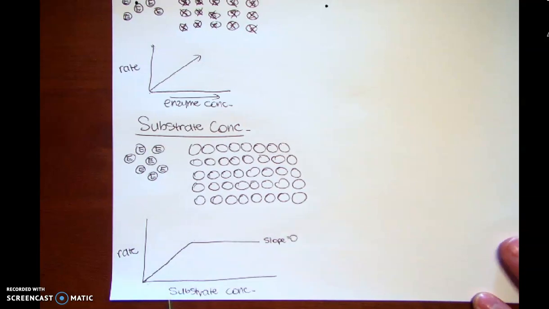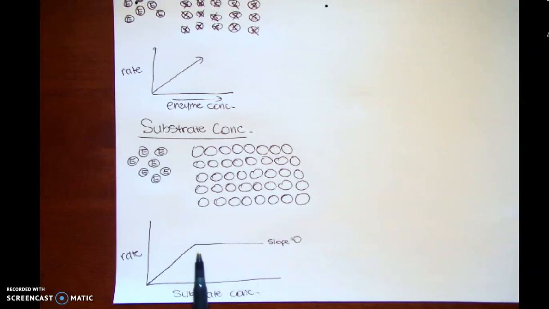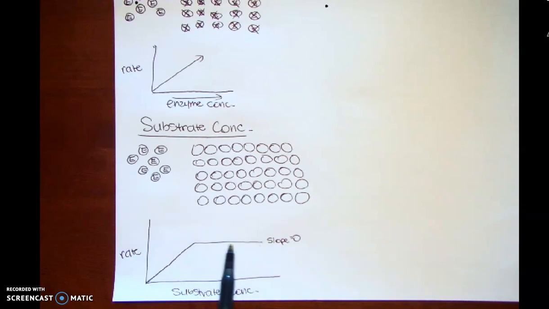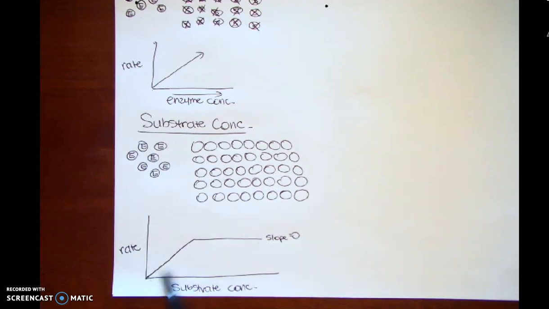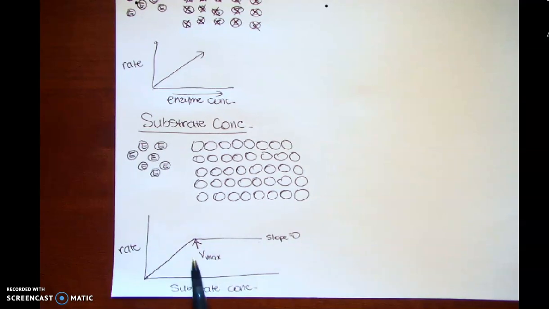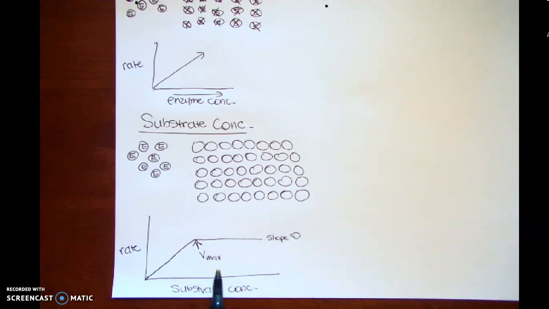It's not that it's not happening. It's not that it's not making product. It's just not making it any faster. Remember, rate is the amount of product formed over time. So they're still making product. They're just making it at the same rate because they can't work any faster. So with substrate concentration, you're going to see it rise to a point, and then it's going to level off when all of your enzymes are busy. That point is called, you may see this, you may not, Vmax. It's just the fastest that the enzymes can work. And so that's a limiting factor, the number of enzymes and how fast they can work.